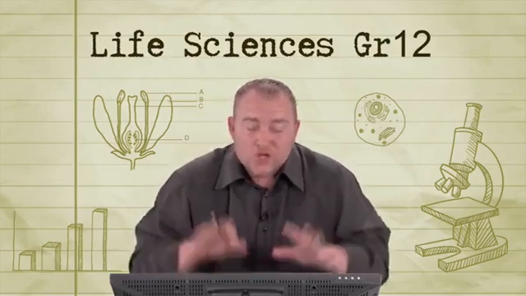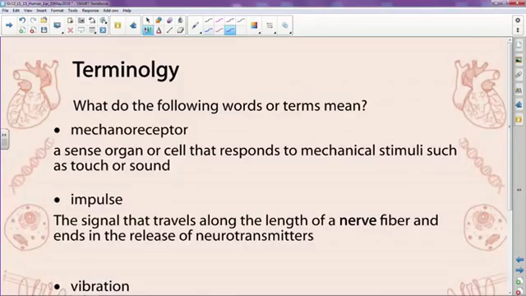So these words that I've given you, the first one I already gave you a big hint, because it's actually mechanoreceptors, right? So let's have a look if you got the answers right. Firstly, mechanoreceptors: it's a sense organ or cell that responds to a mechanical stimulus such as touch or sound. Now remember I said mechanical receptor, so I've already gave you that little hint.